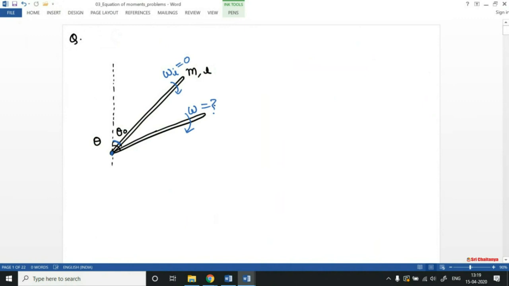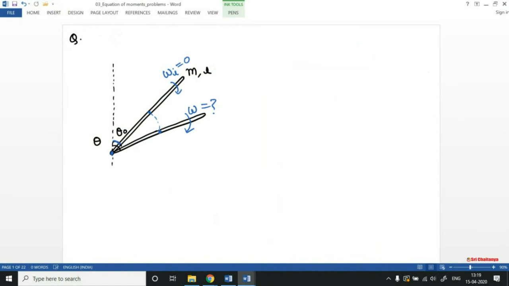Okay, so in order to find out the final angular velocity, we will be using the principle of conservation of energy in this situation over here. As you can see, the center of mass of the rod is moving from here to here. So the center of mass is descending, so potential energy is decreasing.